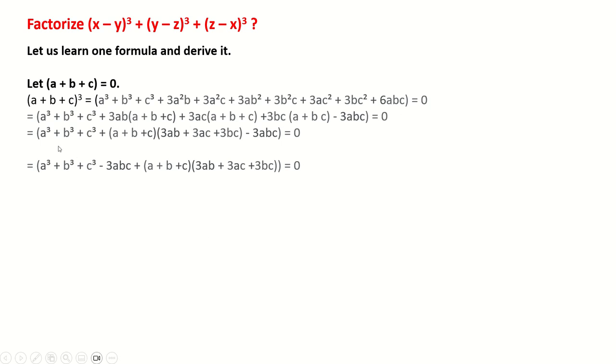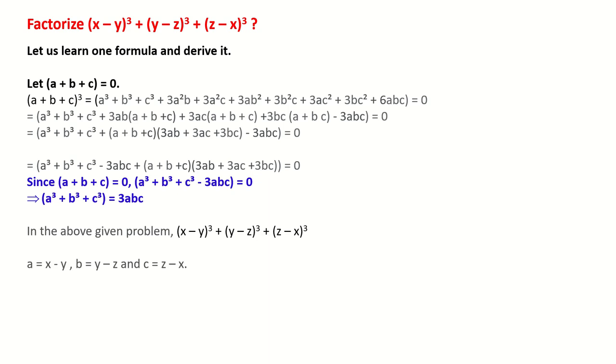I rearrange them, and this is what I get: a cube plus b cube plus c cube minus 3abc plus (a plus b plus c) into 3(ab plus ac plus bc) equal to 0. Now given that a plus b plus c equal to 0, this term will become 0. And then a cube plus b cube plus c cube is equal to 3abc. Now why are we learning this formula? It's simple. Let's check the given problem.